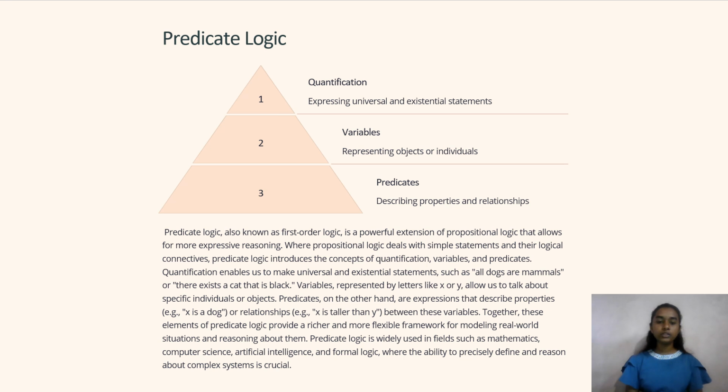Together, these elements of predicate logic provide a richer and more flexible framework for modeling real-world situations and reasoning about them. Predicate logic is widely used in fields such as mathematics, computer science, artificial intelligence, and formal logic, where the ability to precisely define and reason about complex systems is crucial.